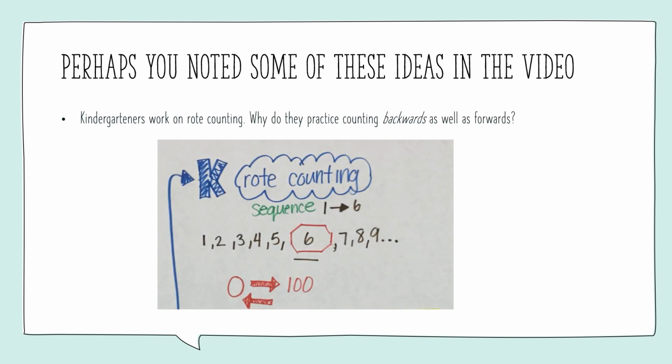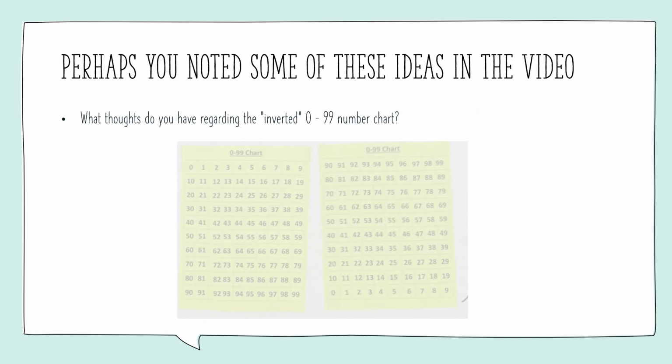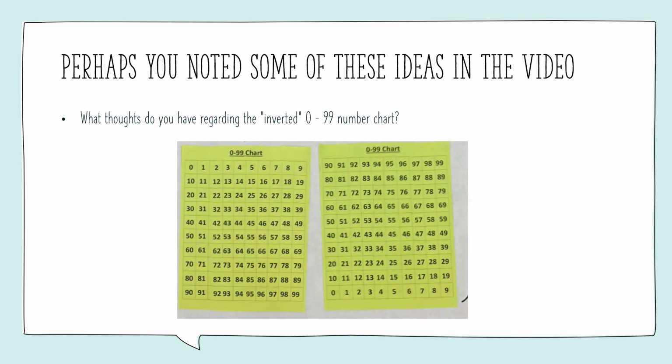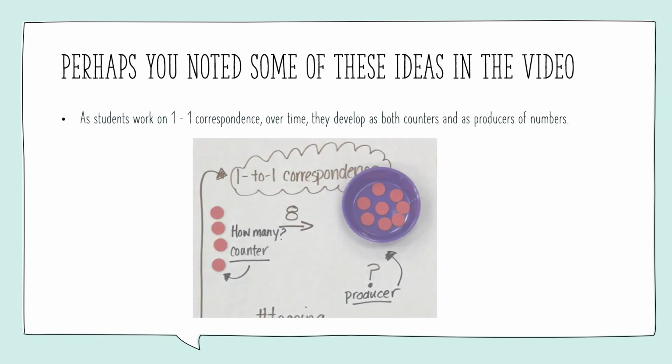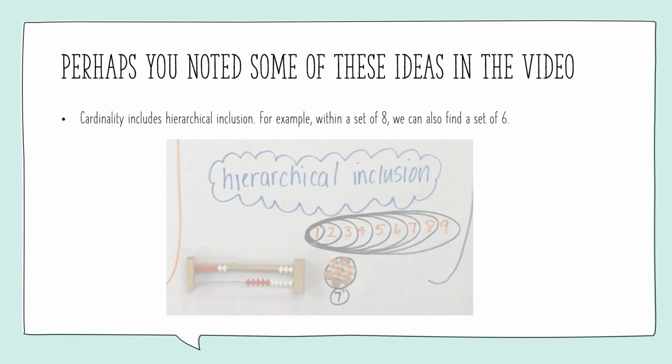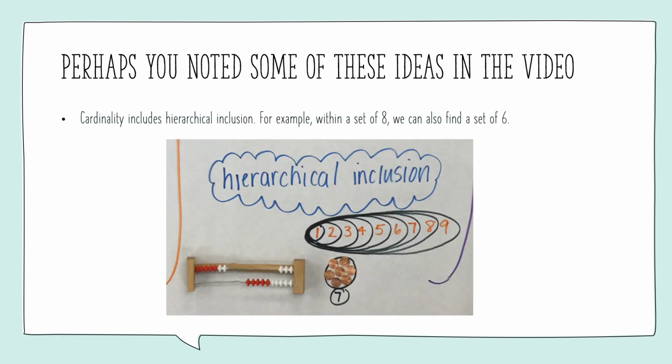Kindergarteners work on rote counting. Why do they practice counting backwards as well as forwards? What thoughts do you have regarding the inverted 0 through 99 number chart? As students work on one-to-one correspondence, over time they develop as both counters and as producers of numbers. Cardinality includes hierarchical inclusion. For example, within a set of 8, we can also find a set of 6.